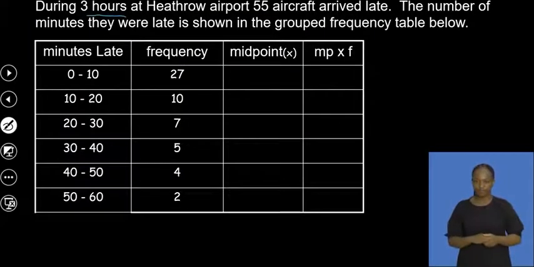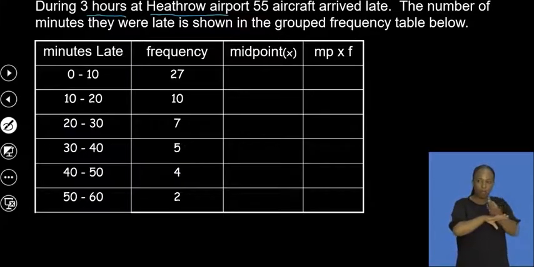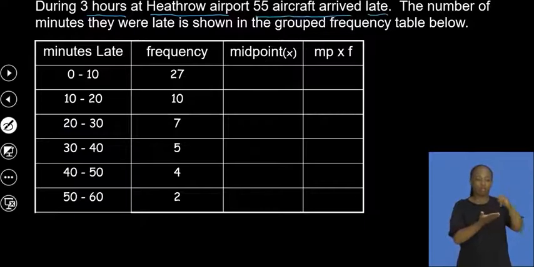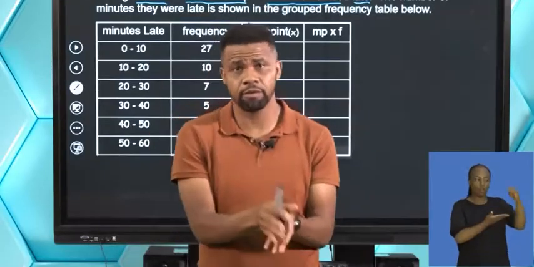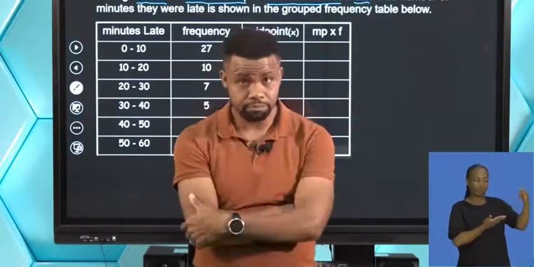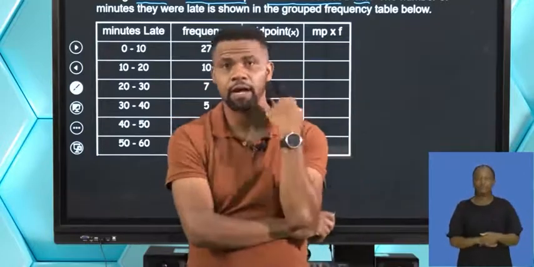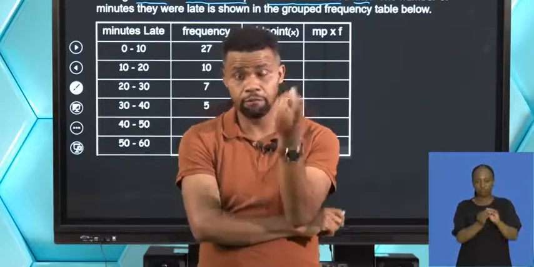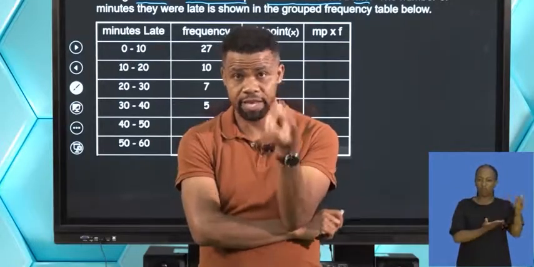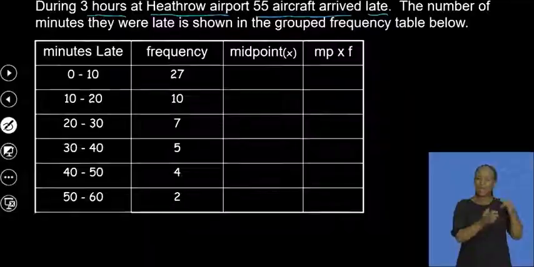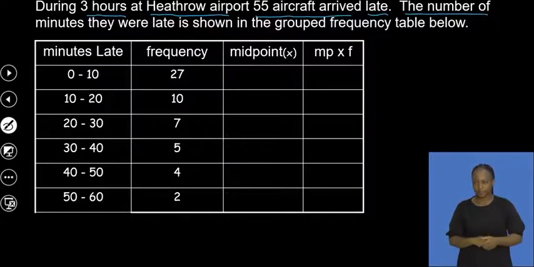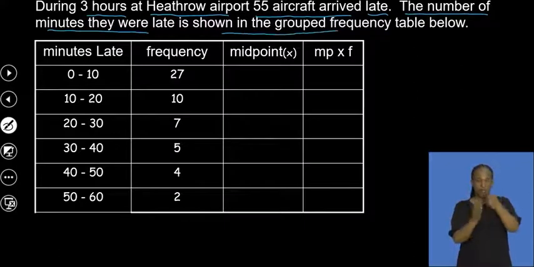Okay. Let's see with an actual table how we can do this. During a 3-hour period at an airport, 55 aircraft arrived late. So we know that 55 aircraft arrived late. That's what we know. So the total frequency for this will be 55, because we're working with 55 planes that arrived late. The number of minutes they were late is shown in the grouped frequency table below.